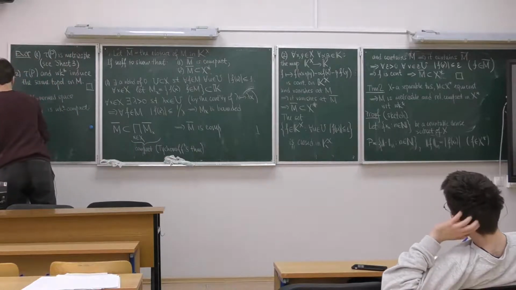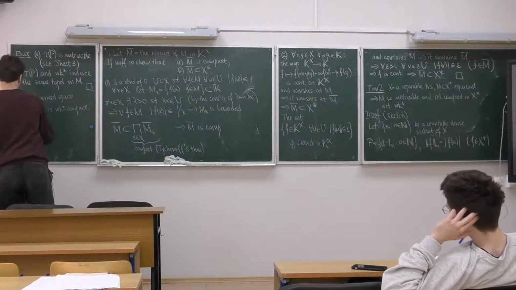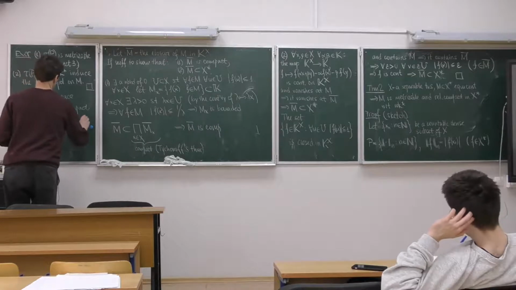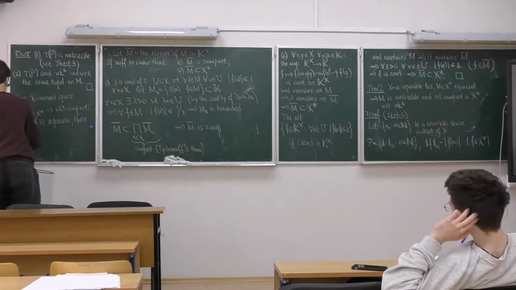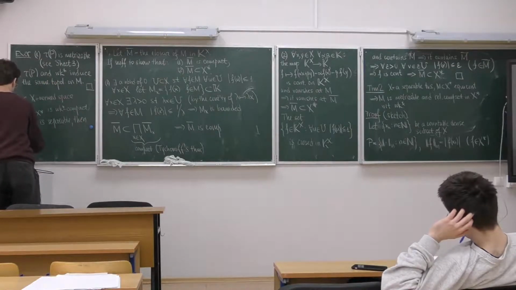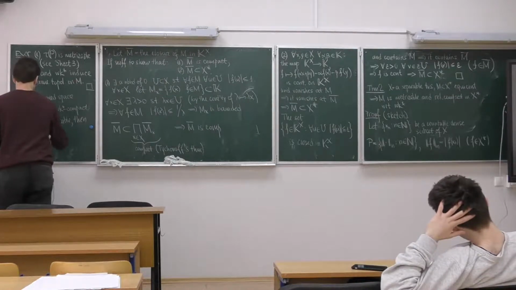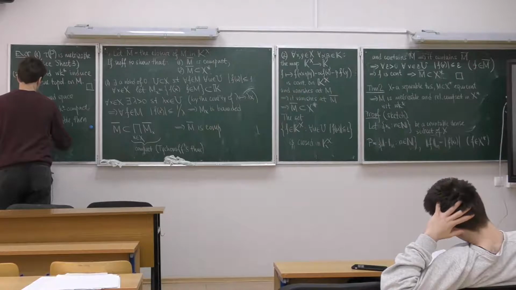And second, if X is separable, then the closed unit ball in the dual is weakly star metrizable and weakly star compact.